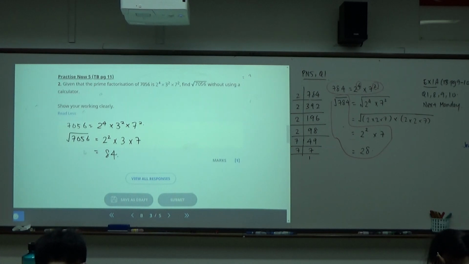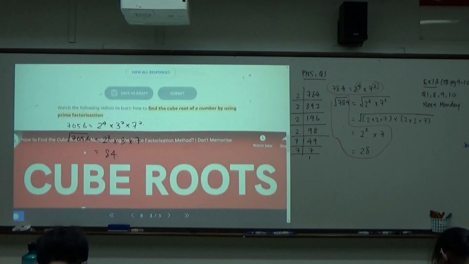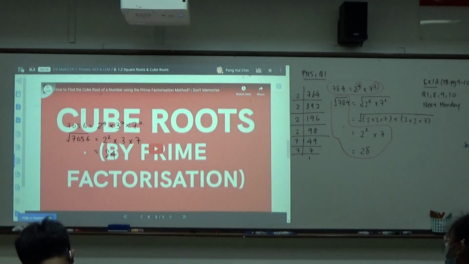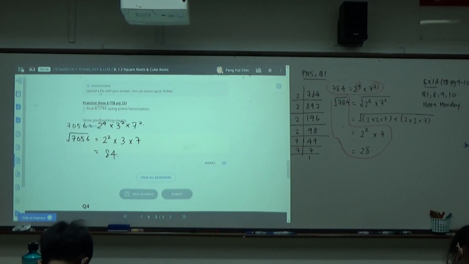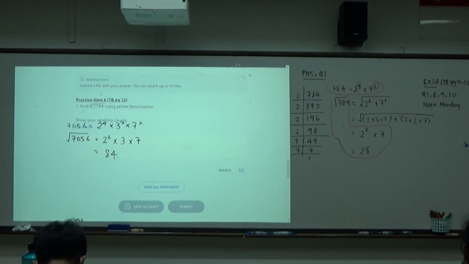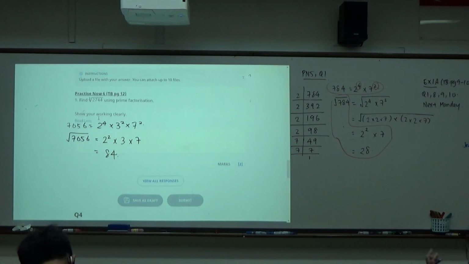Okay, any questions? So with that same idea, it applies to your cube and cube root. So 2744 over here likewise, you do your prime factorization and get the answer. Do you need me to go through this question? No? Alright.